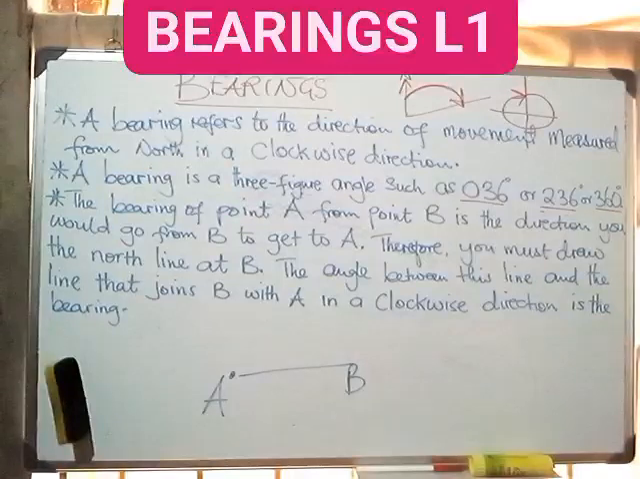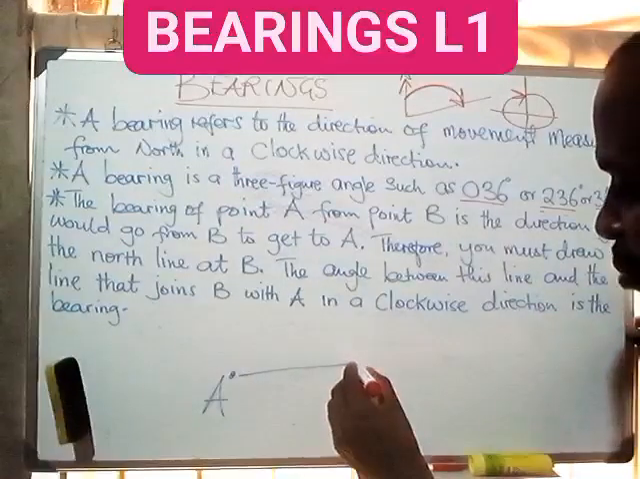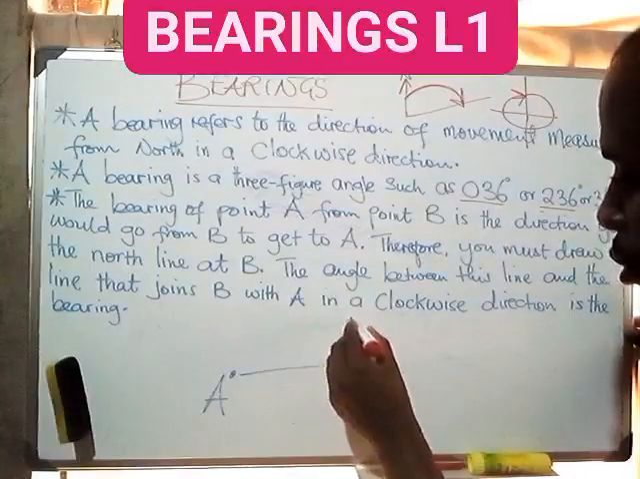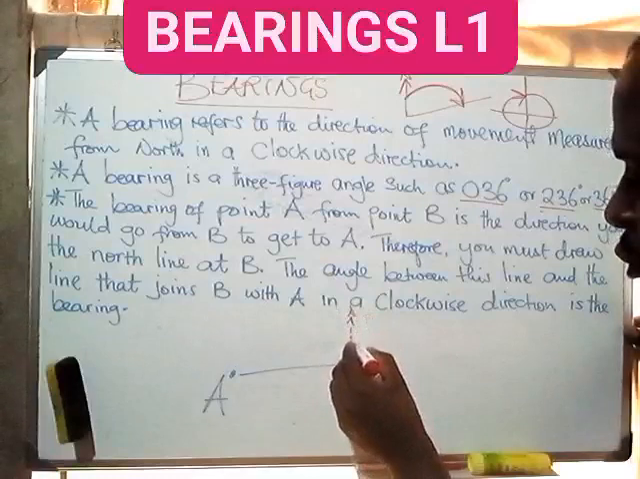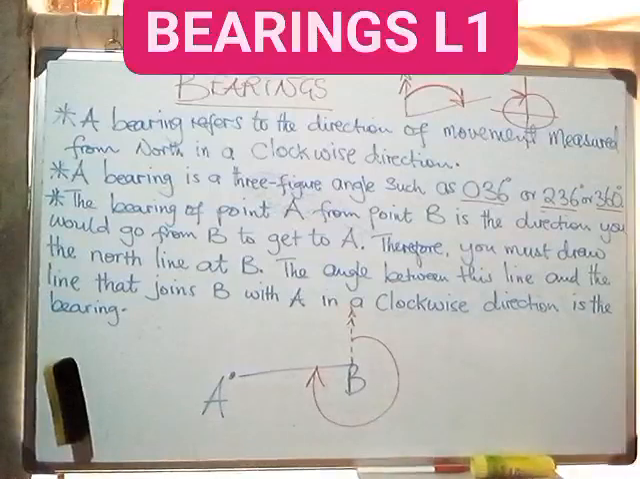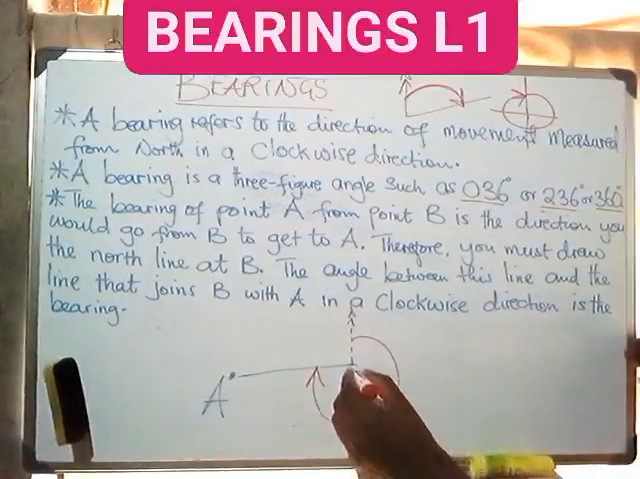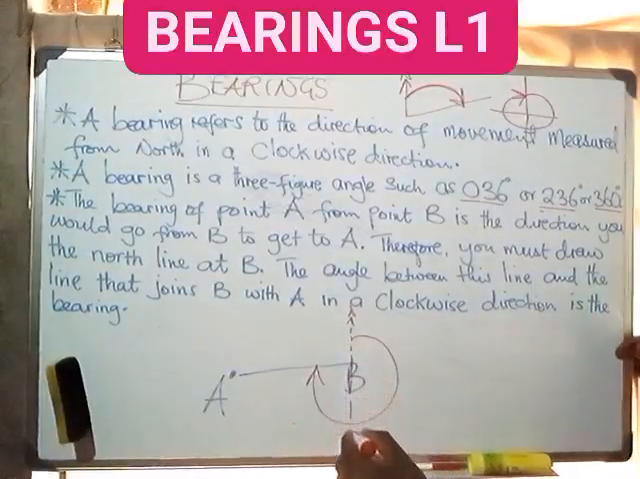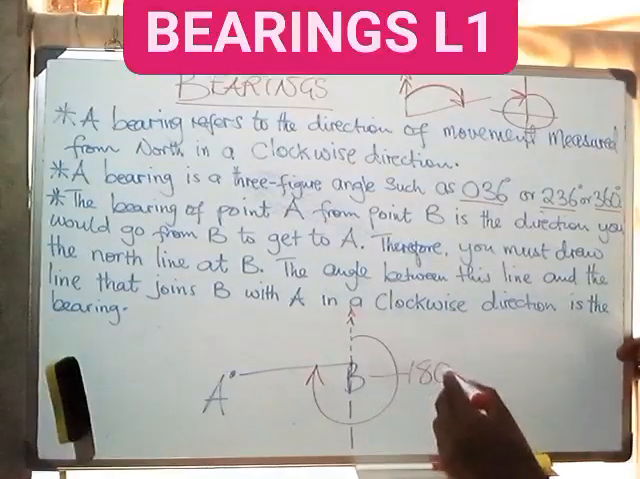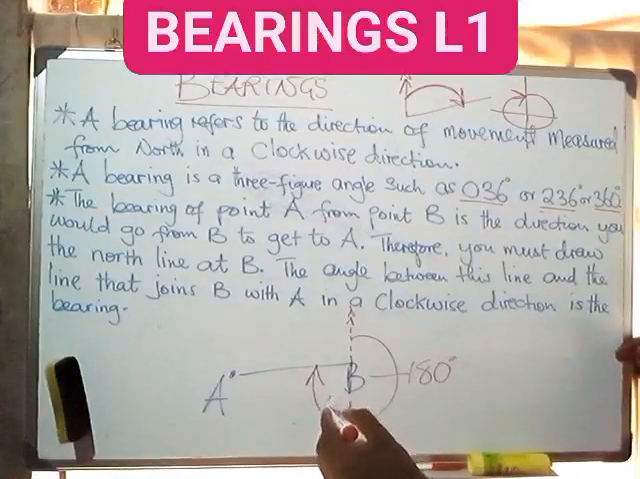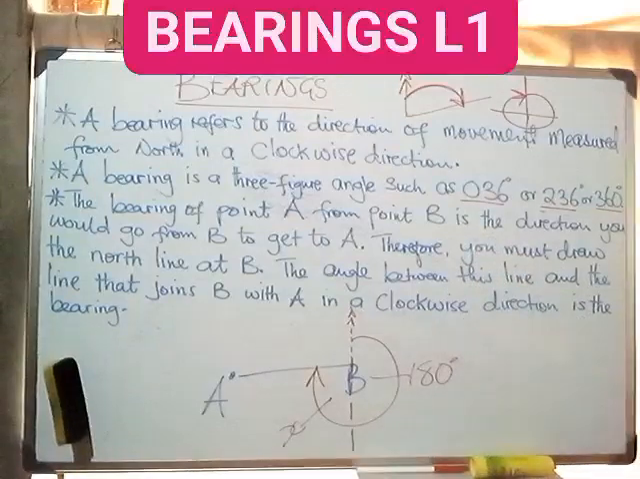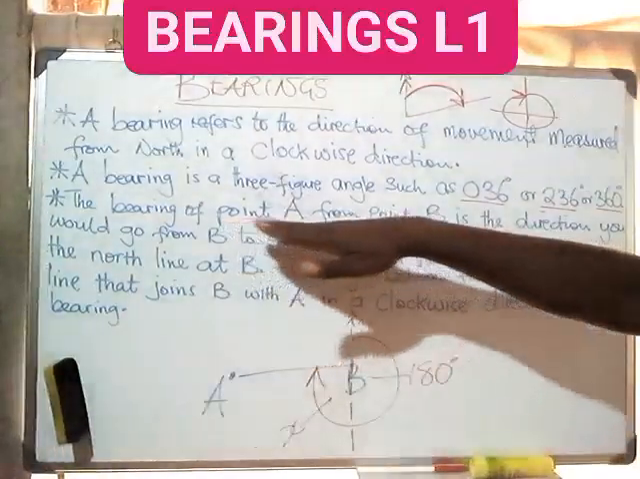So for the bearing of A from B, at point B you draw your north. Then you move in a clockwise direction until you reach line AB. What angle is this? Of course, angles on a straight line add up to 180, plus the angle you are going to get there, which we don't know. This is the angle or the bearing of A from B. So this is the information we have here.